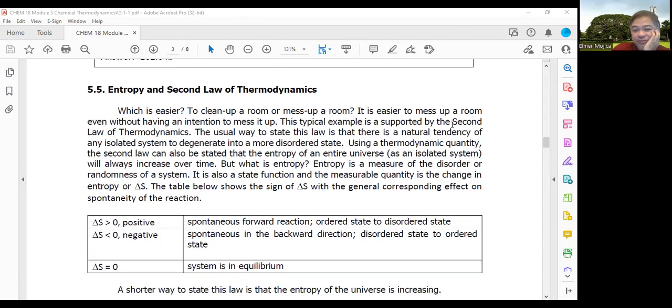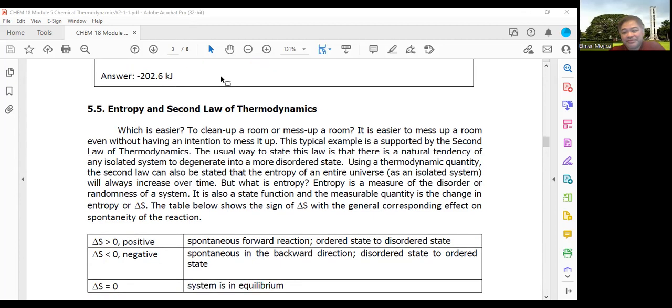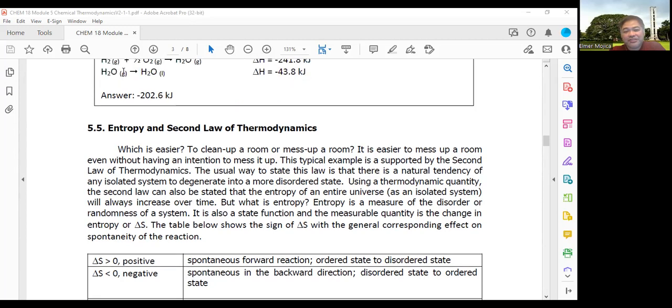And if you're asked, what's the delta S of this reaction? Will it be positive or negative? Those are the type of questions that you have in your exam. And if you understand the concept, you should be able to answer them correctly. So if you have here gas going to liquid, the delta S will be what? Positive or negative? So you have here a disordered state going to an ordered state, so you have a delta S that is negative. If it's the other way around, the delta S will be positive.